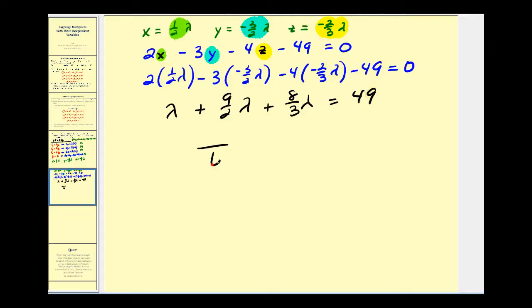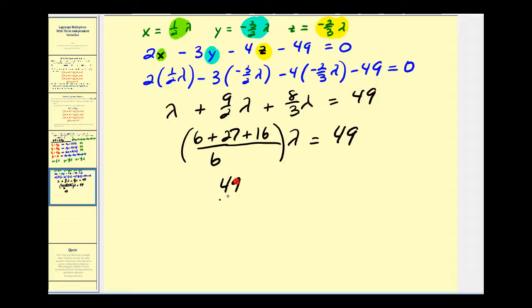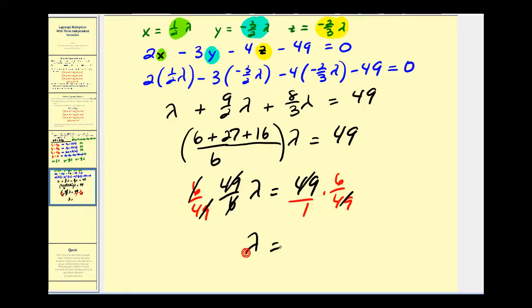Let's go ahead and get a common denominator of 6. So this would be 6 plus, multiply this by 3 over 3, that'd be 27 over 6. Multiply this by 2 over 2, that's 16. This is 49 over 6 lambda. Go ahead and multiply by the reciprocal. We have lambda equals 6.